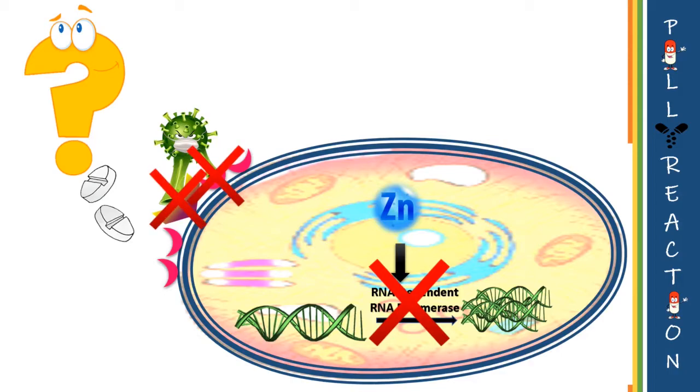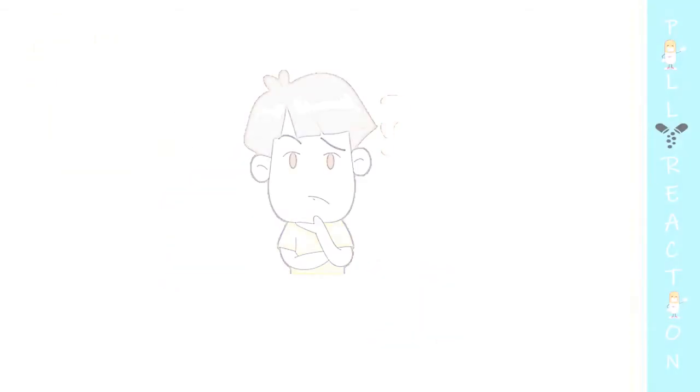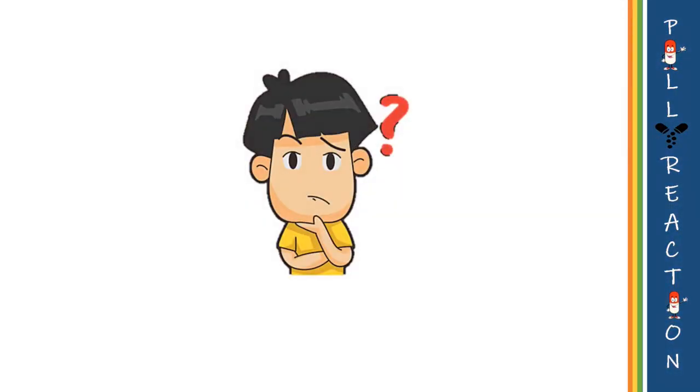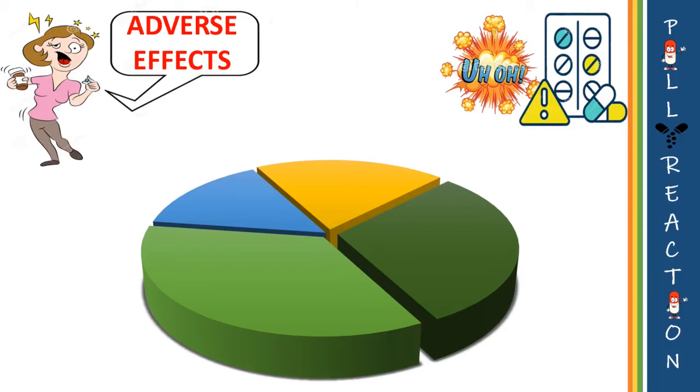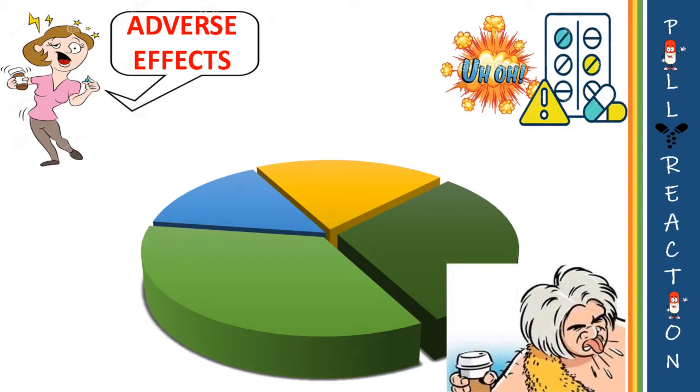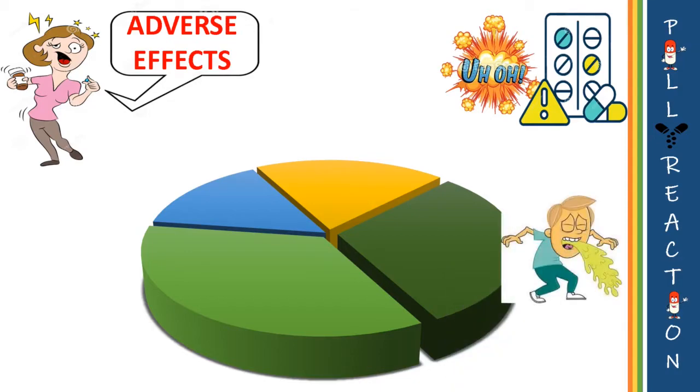Here comes the next question to you. After having such an efficient mechanism of action, why was chloroquine or hydroxychloroquine still withdrawn from the treatment of COVID-19? The answer lies in the ADRs caused by chloroquine and hydroxychloroquine. Quinines are highly bitter, and also a gastric irritant, causing nausea, vomiting, and epigastric pain.